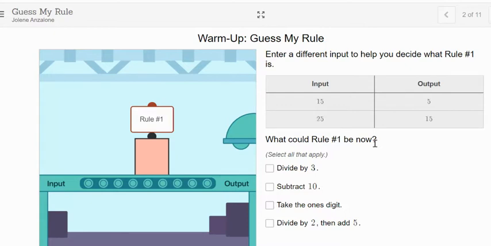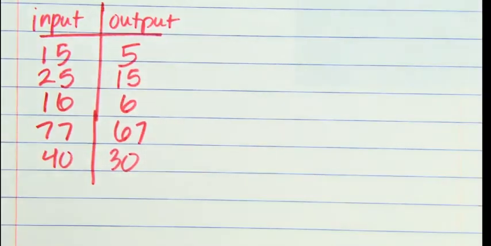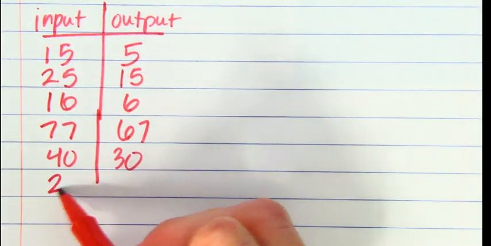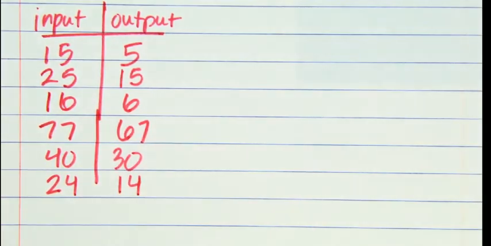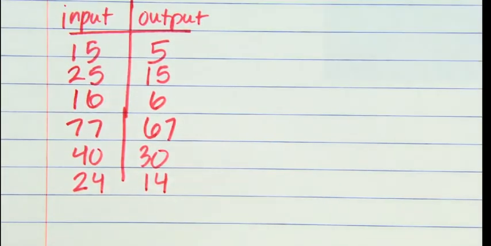Right, so somebody give me one of their inputs and outputs. Camille. 16 and 6, okay, another one. 77, 67. Now you don't have to copy all these down, you can just look up here. Okay, what some other ones? Akil? 40 and 30. Okay, what else? Yes, Annabelle. 24, 14.